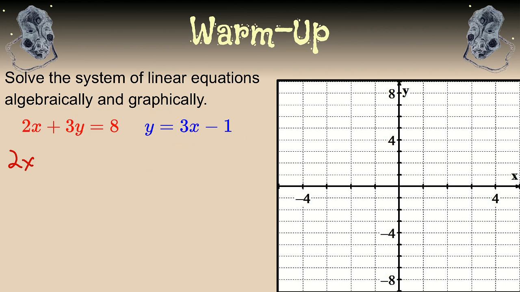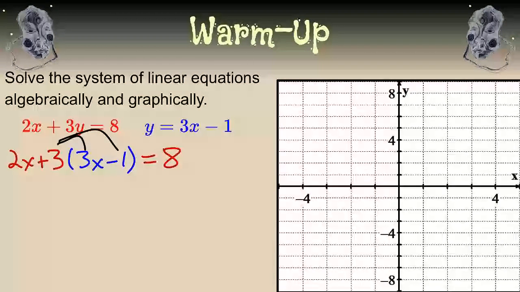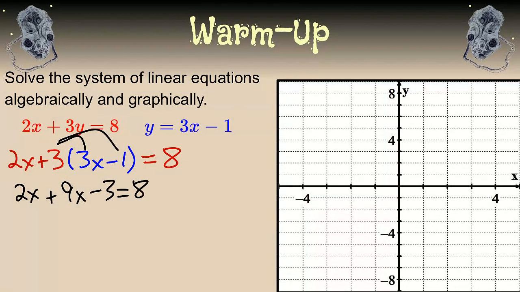So we have 2x plus 3 times y, where y equals 3x minus 1, and then that equals 8. So solving for this, I'm going to distribute the 3 right here. So I'll get 2x plus 9x minus 3 equals 8. Combining those x terms, and while I combine those x terms, I'm also going to add 3 to both sides. So I get 11x is equal to 11.